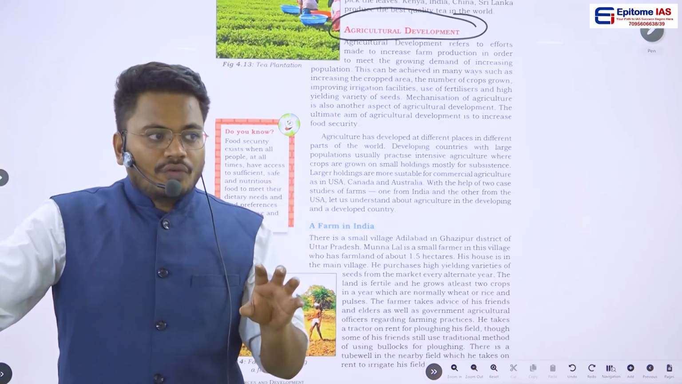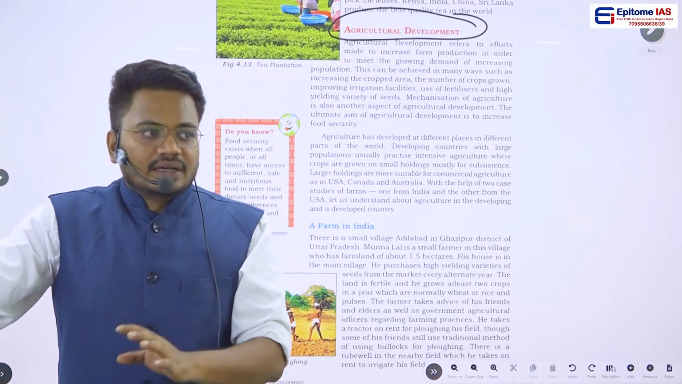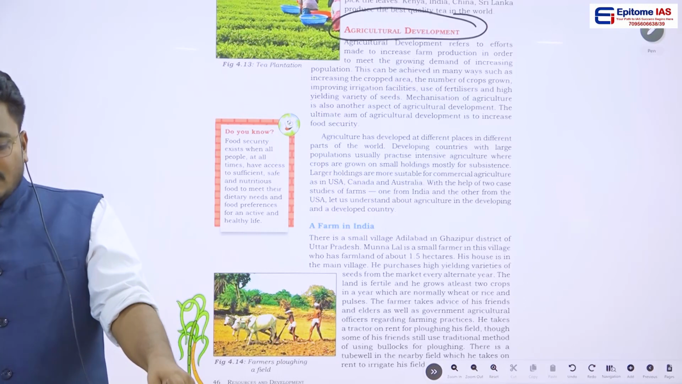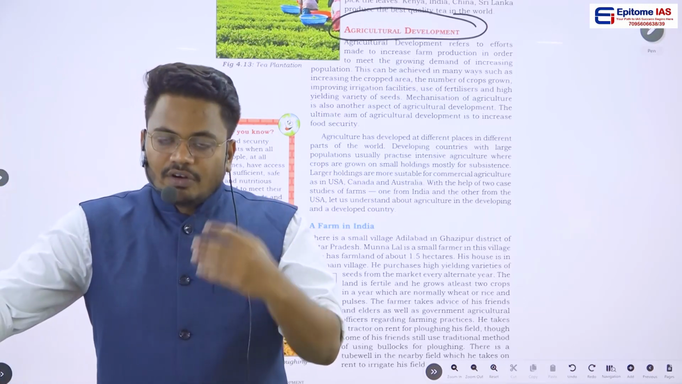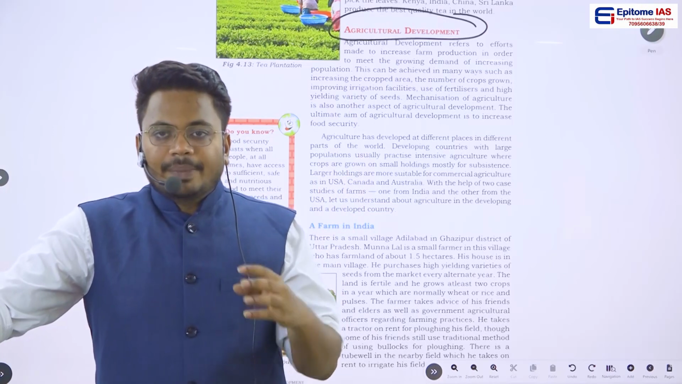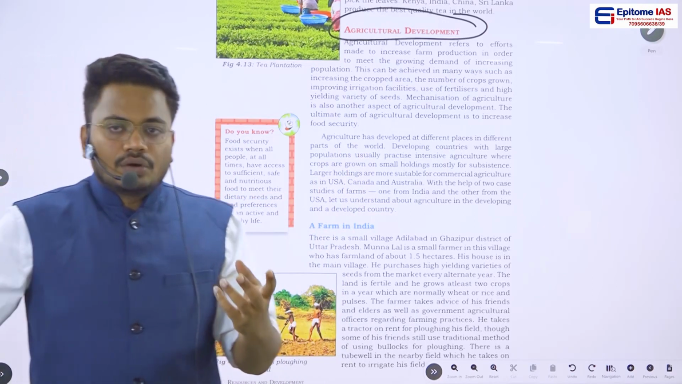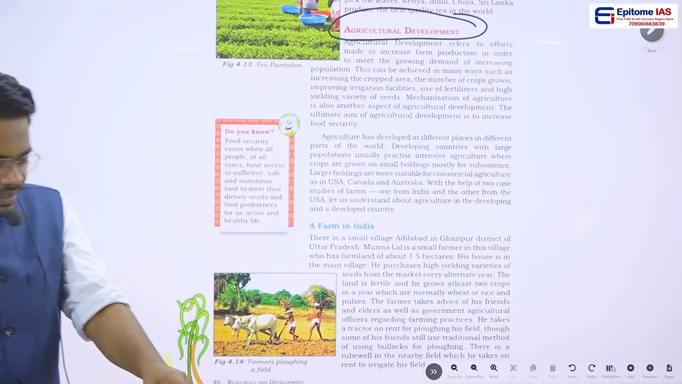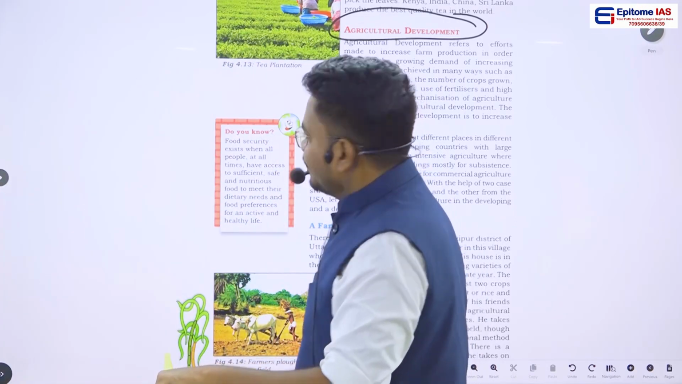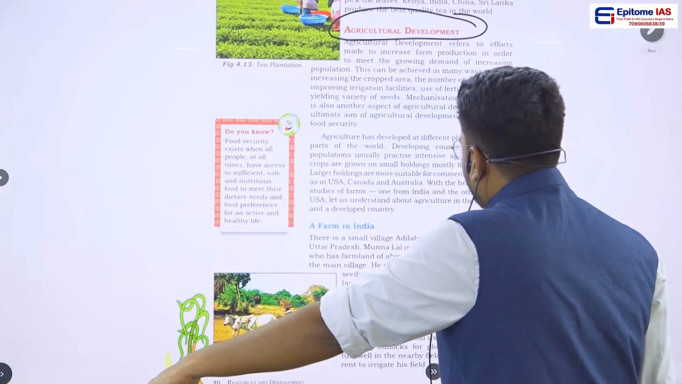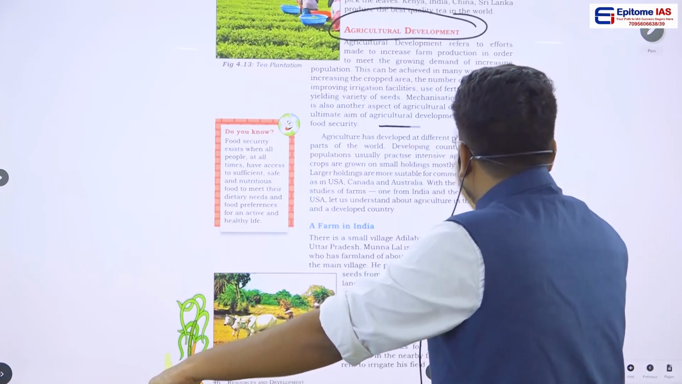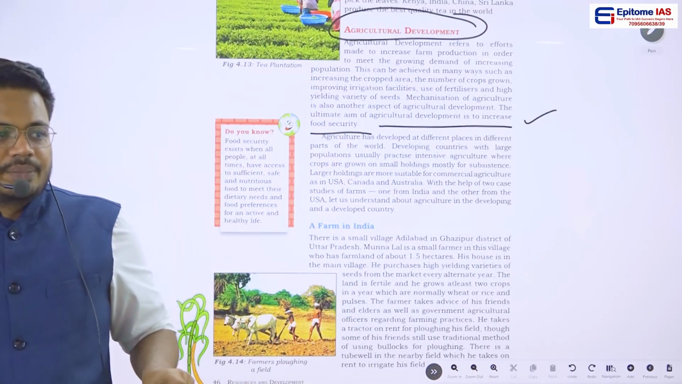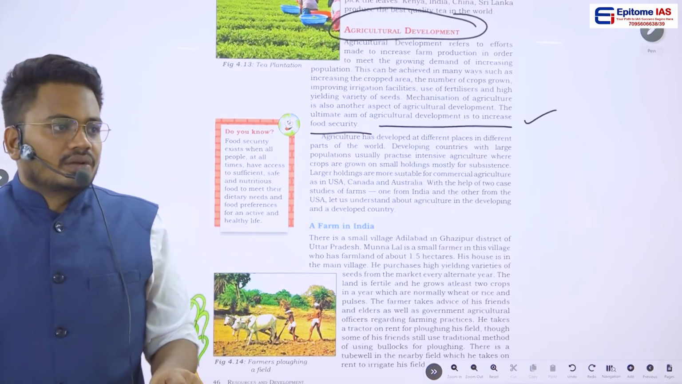Point number 4 is the use of high yield variety of seeds as well as fertilizers, which is one example of developing agriculture. And the fifth point would be mechanization, using a lot of machines in farming, which is also an example of agricultural development. As I told you earlier, the ultimate aim is increasing the food security of that particular area, country or region.